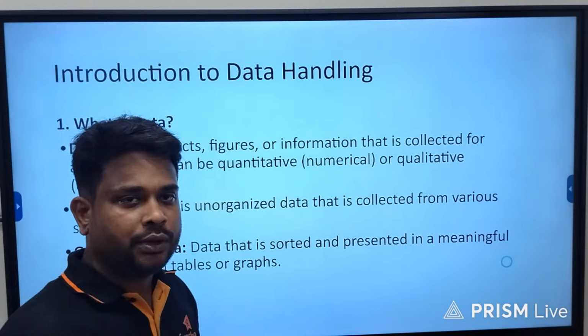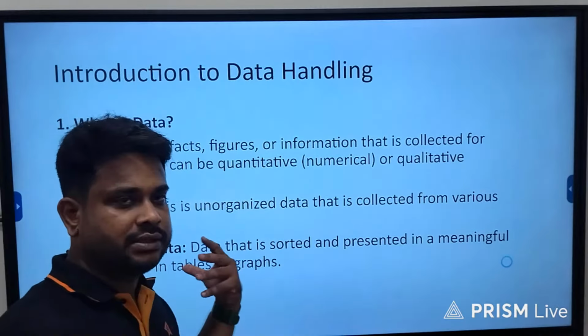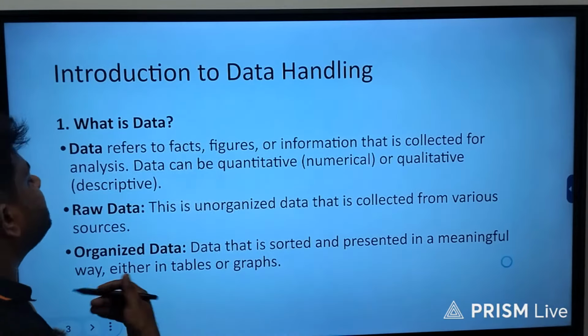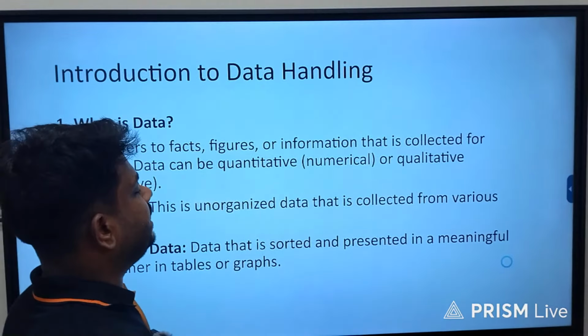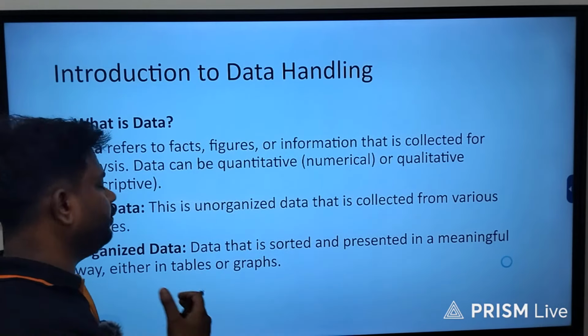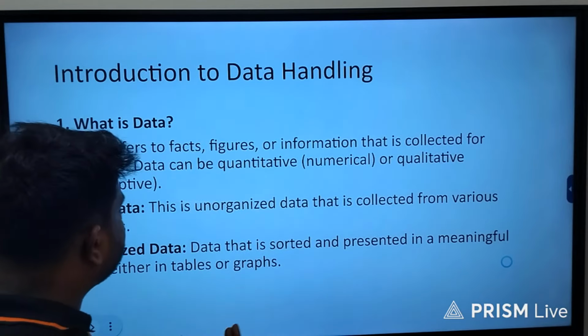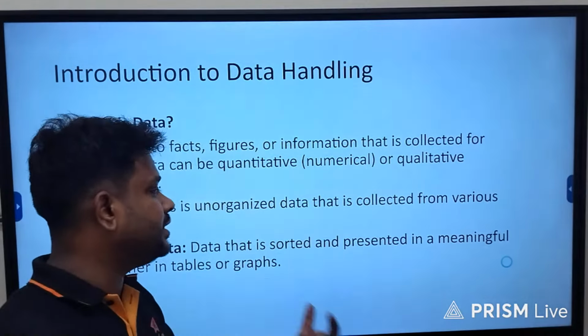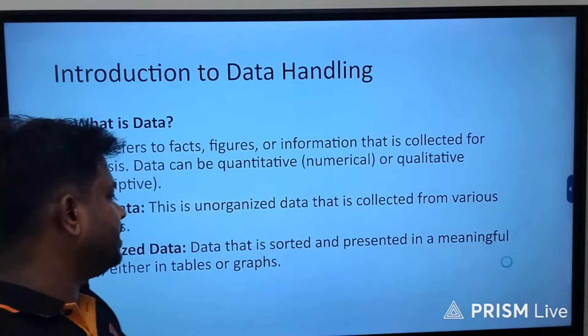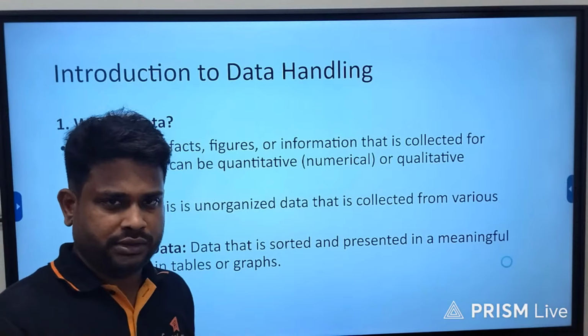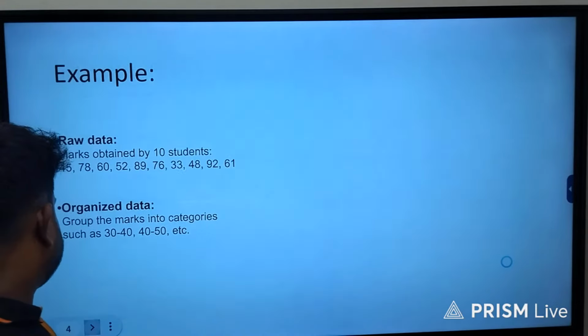The second thing is raw data. We already discussed in the previous video that this is unorganized data that is collected from various sources. And what is organized data? Data that is sorted and presented in a meaningful way, either in tables or graphs, or in ascending or descending order.